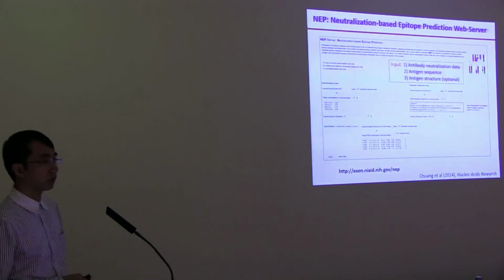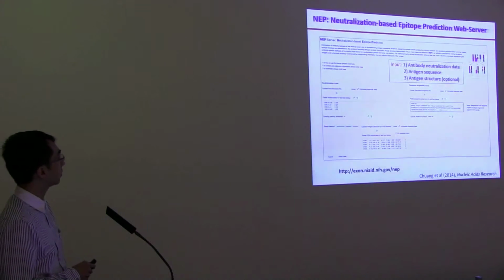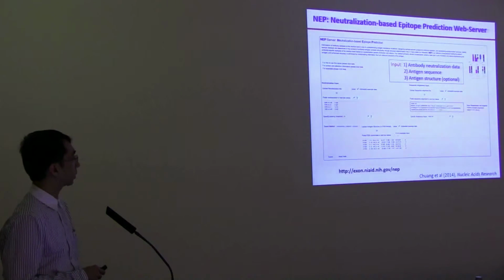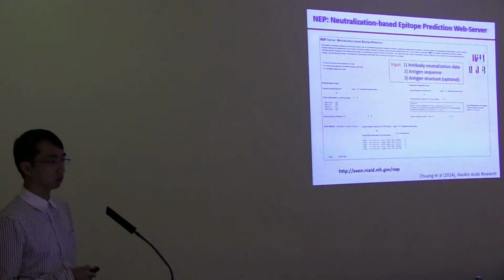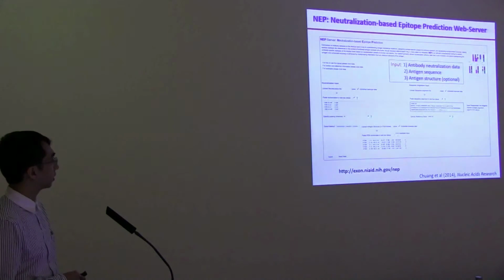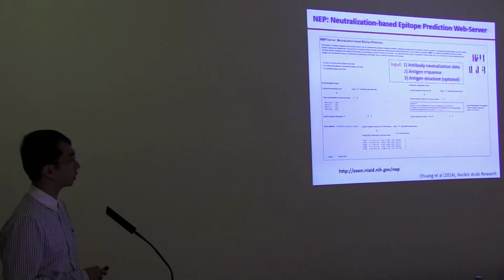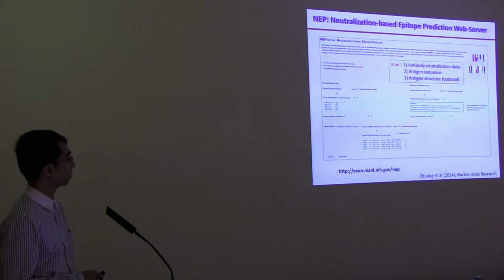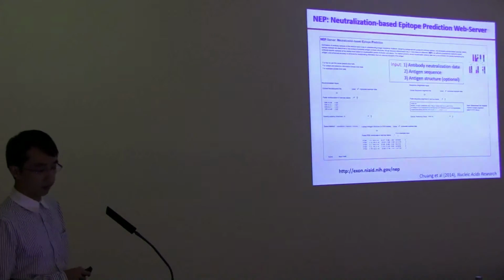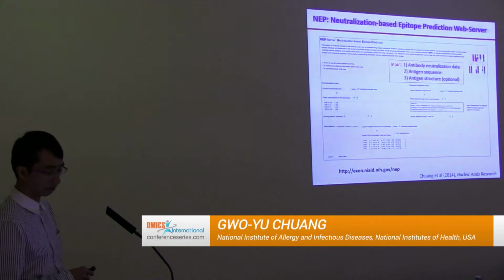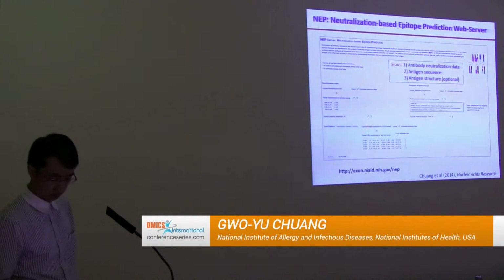We have also implemented a web-based server called NEP, which stands for Neutralization-based Epitope Prediction. This is available to the public, so people can use this website to run our algorithm. The website requires two inputs. You need antibody neutralization data against diverse virus sequences, and you also need the antigen sequences of the viruses that you tested. You can also supplement the antigen structure, if you have it, to enhance prediction accuracy.